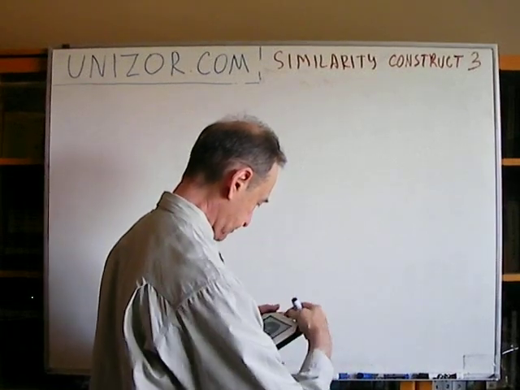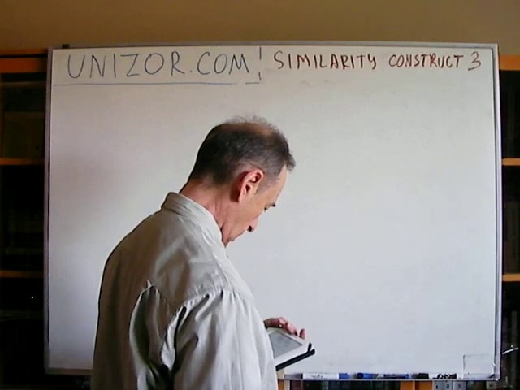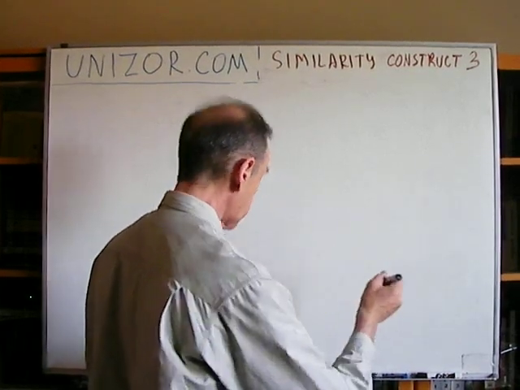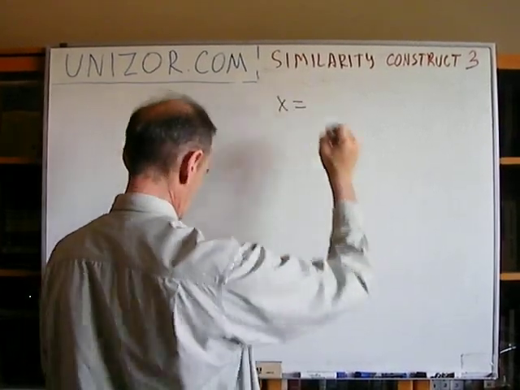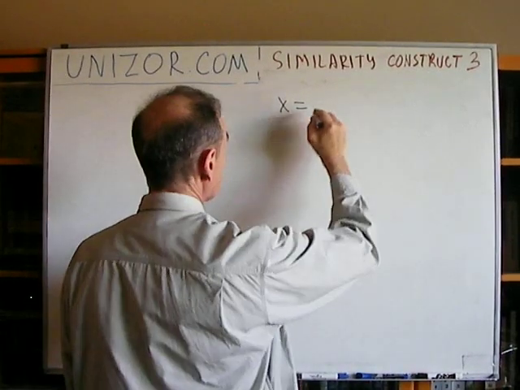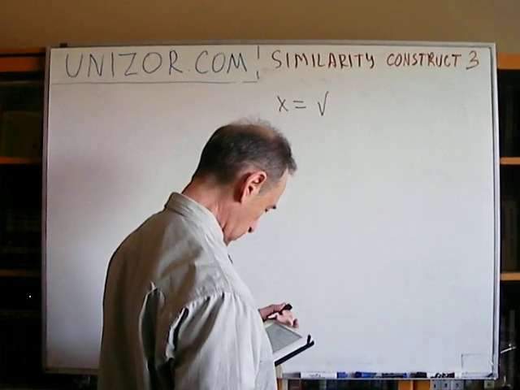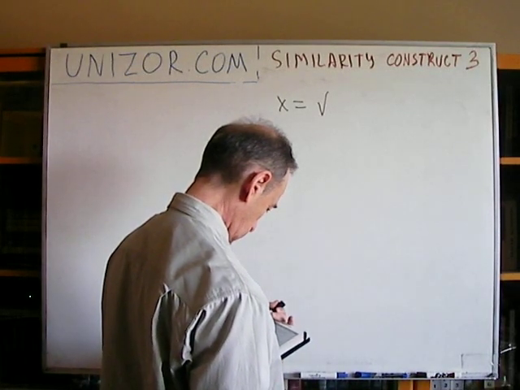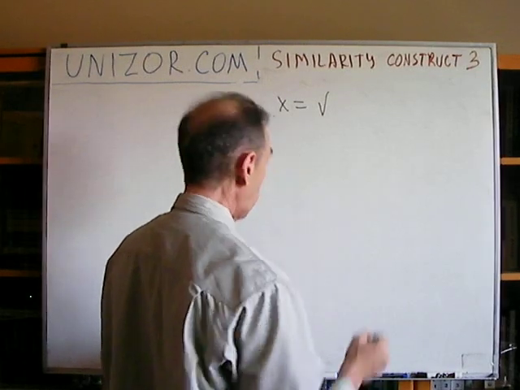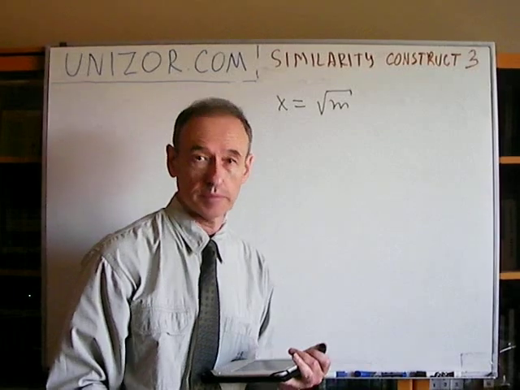Next. X is equal to the square root of M, where M is a number, basically.